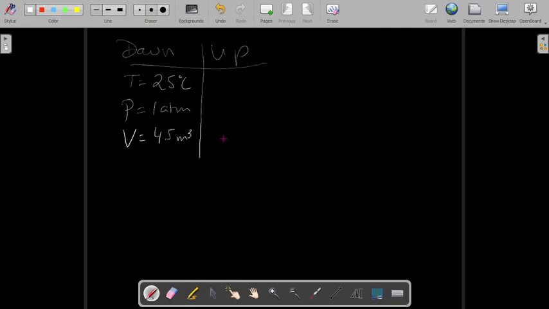As the balloon rises, the pressure and temperature change. So the pressure now is 0.30 atmospheres, and the temperature has changed to 15 degrees Celsius. What is the new volume? So volume is your question. Remember that these are your 1s and these are your 2s, so before and after. Sorry, I said 2 and I put 1. Okay, so your before and afters.